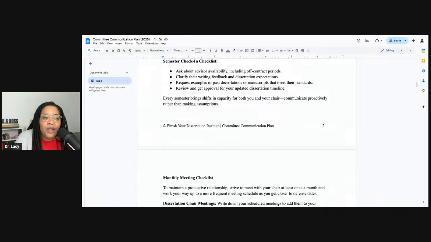You also want to clarify what their boundaries or philosophies are when it comes to giving writing feedback or overall dissertation expectations. So you want to ask them, is there a certain time turnaround? Usually that's the thing people want to know the most about. So if you give your chair a draft, is it going to take them 2 weeks, 3 weeks, 2 days to review it and give it back to you? Typically, what's their turnaround time?